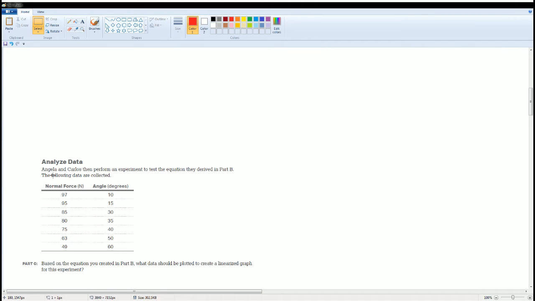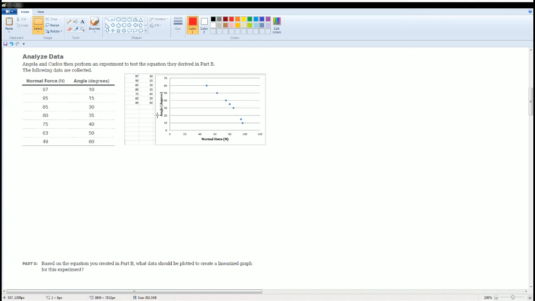Next, they're asking us to graph this. Based on the equation on the chart that you created in part B, what data should you plot to create a linearization graph? Here I show you what it currently looks like. If you graph this, the normal force is on your x-axis and the angle is on your y-axis. Here you're going to see how it curves down and is not linearized. Okay. The question asks us to linearize that. So one of these is going to be changing.